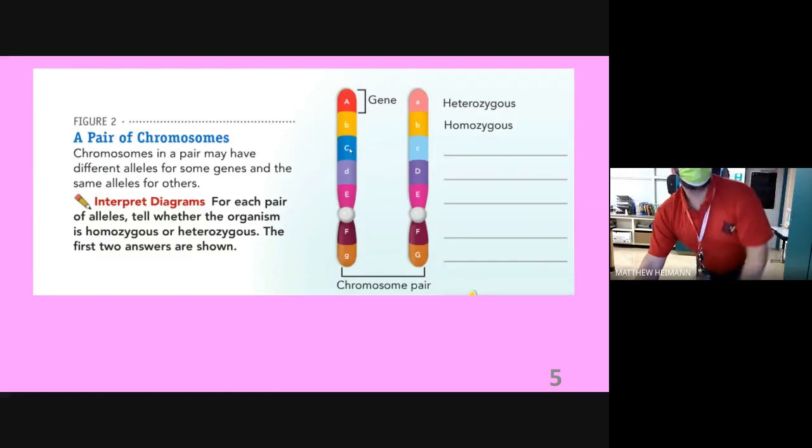What one would this be? Capital C, lowercase c. Homozygous or heterozygous? It's a capital and a lowercase. Is that homozygous or heterozygous? Heterozygous, good. Lowercase c, capital Z. Homozygous or heterozygous? Good. Capital, capital. Capital F, capital F. Lowercase g, capital G. All right, perfect.